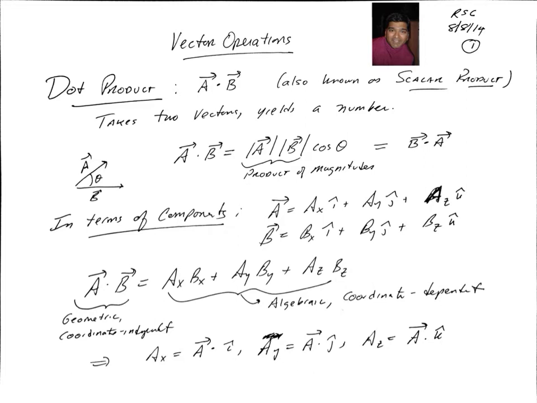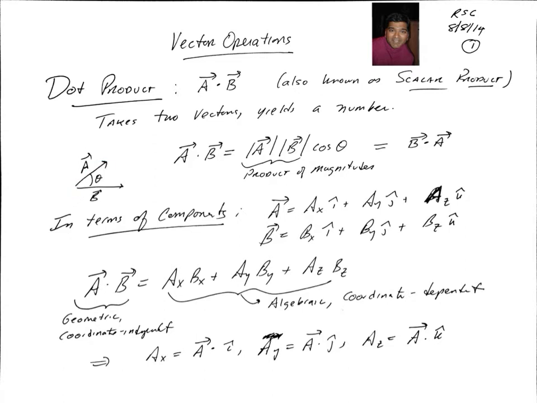Hi class, in this video I want to review the basics of two fundamental vector operations, the dot product and the cross product. Let's start with the dot product. If we have two vectors a and b, the dot or scalar product a dot b takes these two vectors and gives us a number.